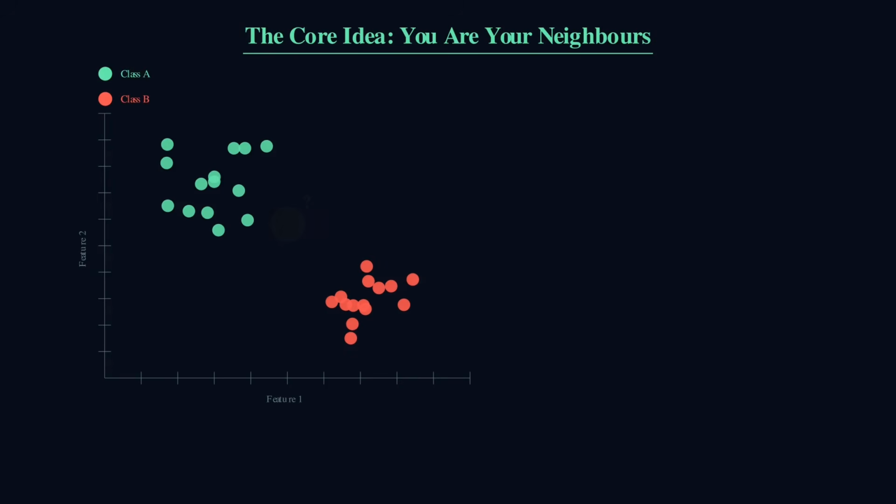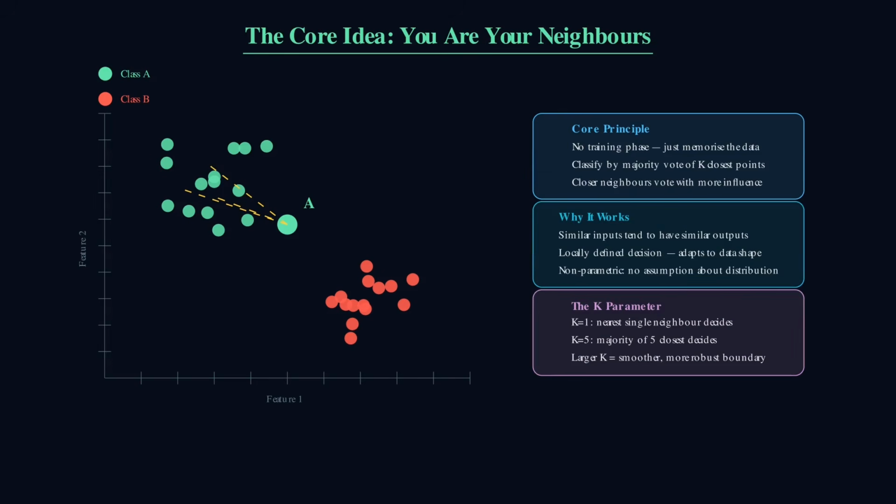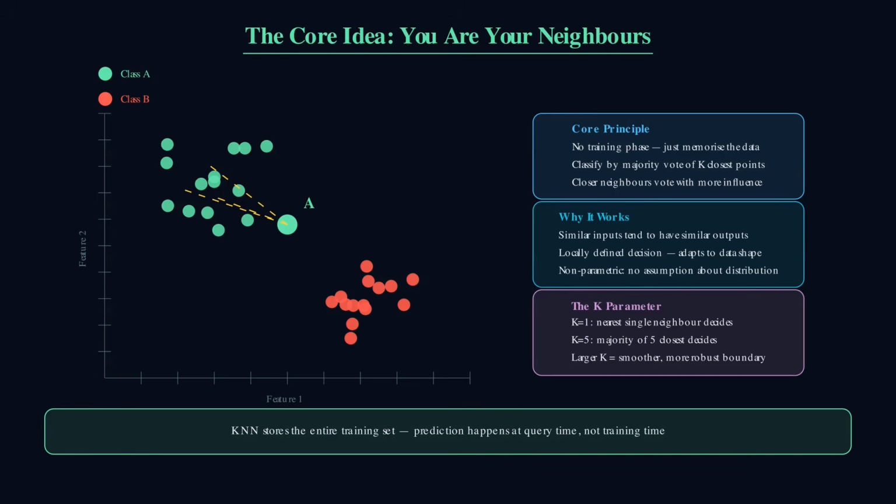Here's the core idea. Imagine you have two groups of labeled points on a plot. A new, unknown point appears. How do you classify it? You look at its nearest neighbors, the k closest points, and let them vote. Majority wins. The closer the neighbors, the more confident the prediction.